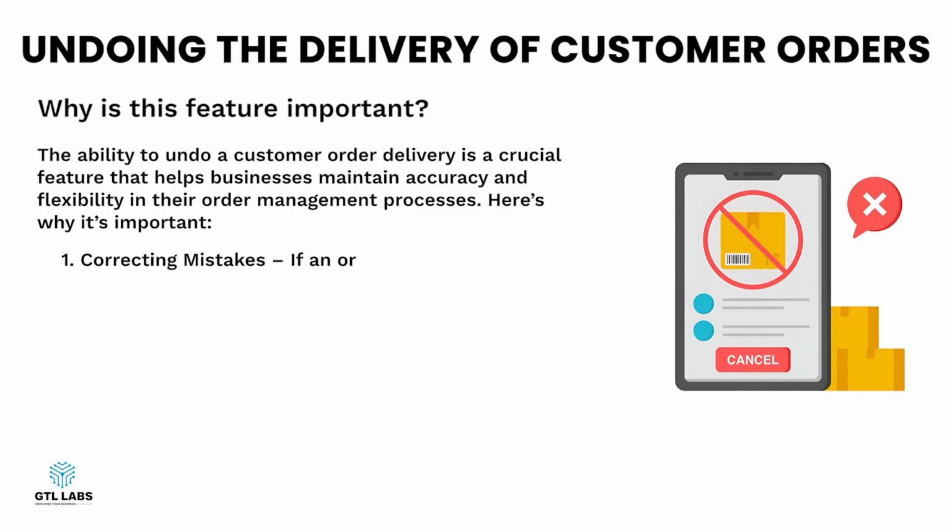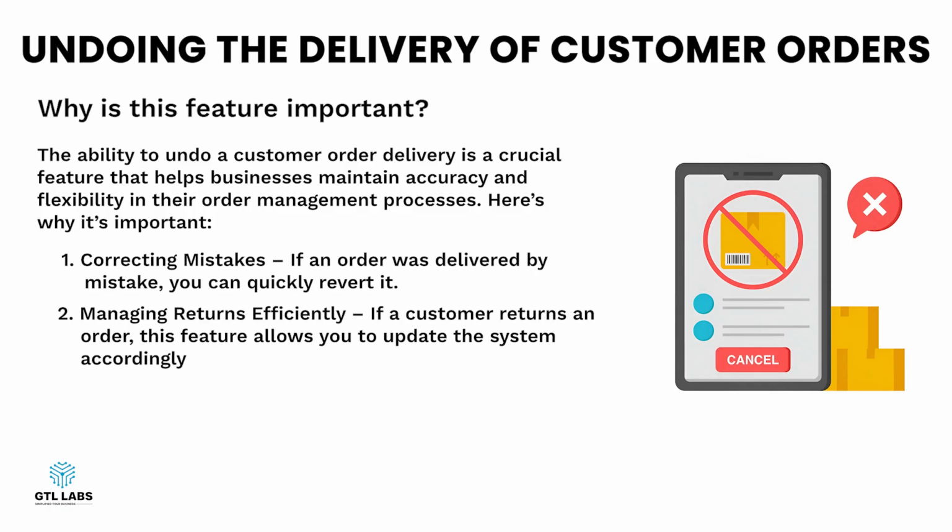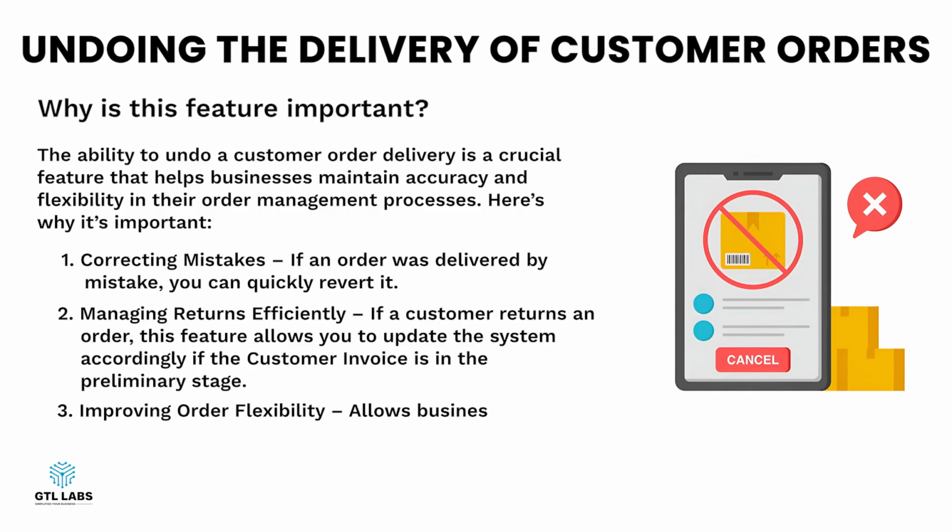Correcting mistakes. If an order was delivered by mistake, you can quickly revert it. Managing returns efficiently. If a customer returns an order, this feature allows you to update the system accordingly. If the customer invoice is in the preliminary stage, it improves order flexibility. It allows businesses to adjust orders due to changes in demand or unforeseen issues.